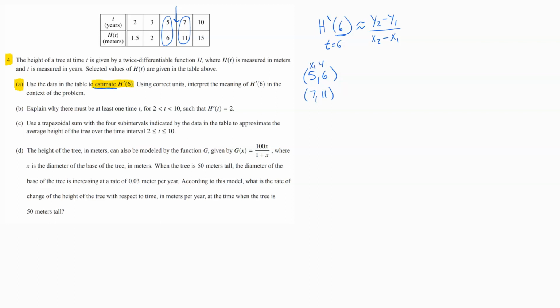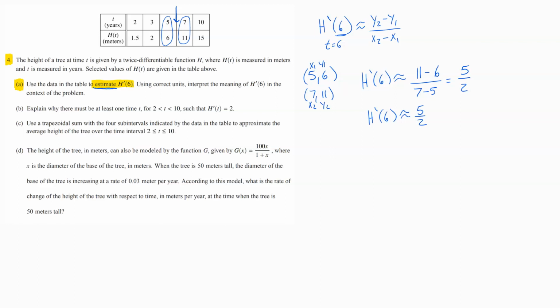So I would call that x1, y1, x2, y2. It really doesn't matter which you label which. Just label them to kind of make it easier to plug in. So then h prime of 6 is going to be approximately, and then we use our slope formula. So y2, which is 11, minus y1, which is 6, over x2, which is 7, minus x1, which is 5. So out of there, we end up with 11 minus 6 on top gets us 5, 7 minus 5 on bottom gets us 2. So h prime of 6 is approximately 5 over 2.